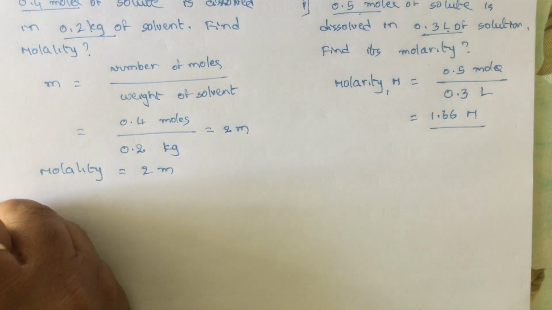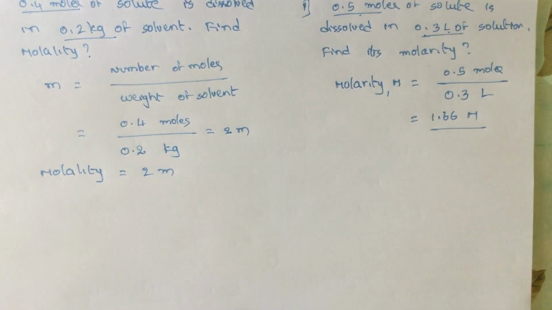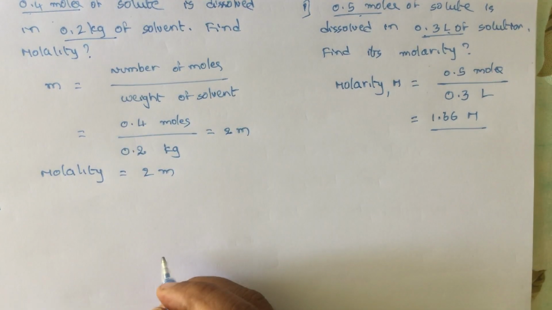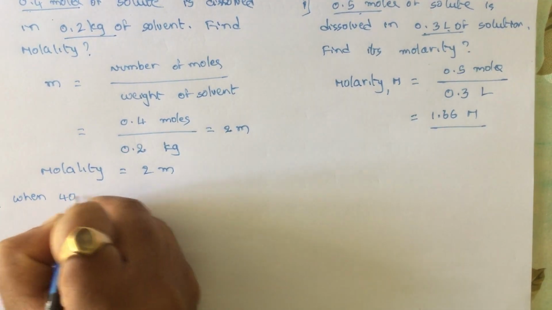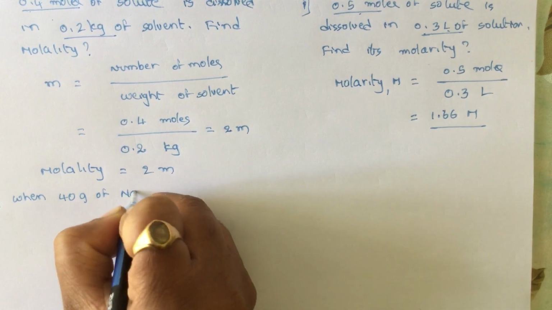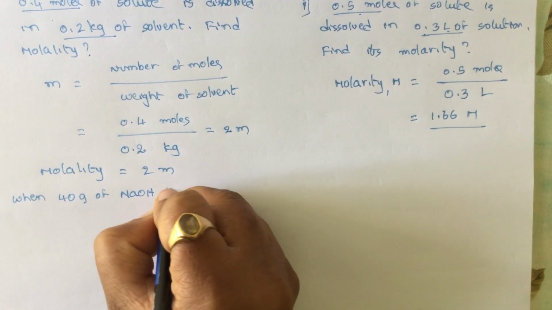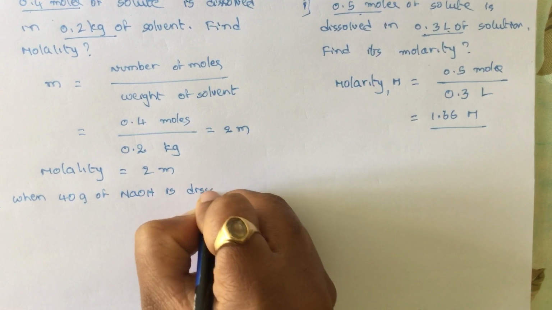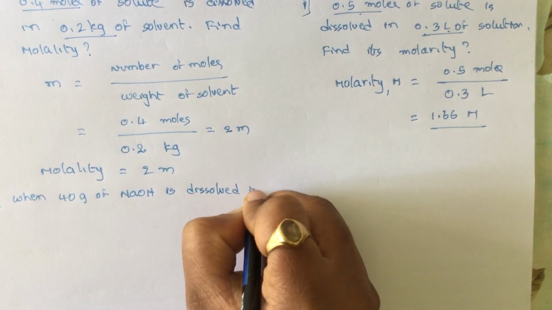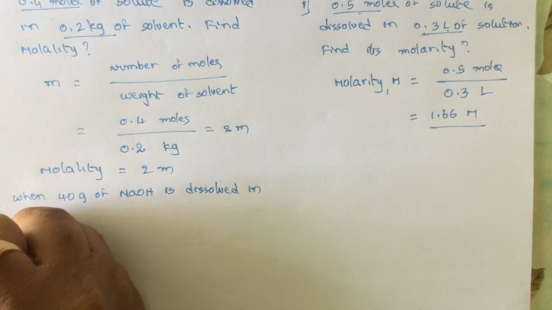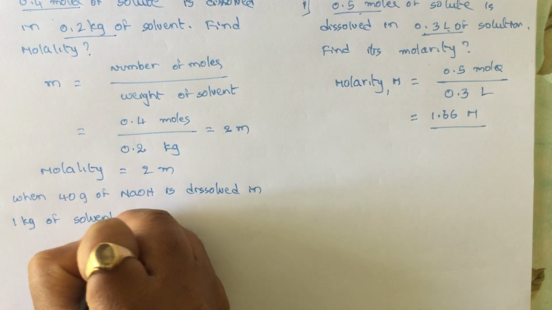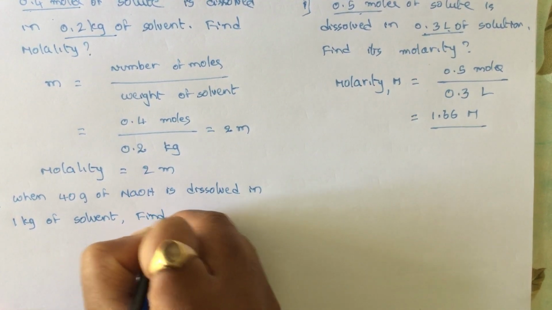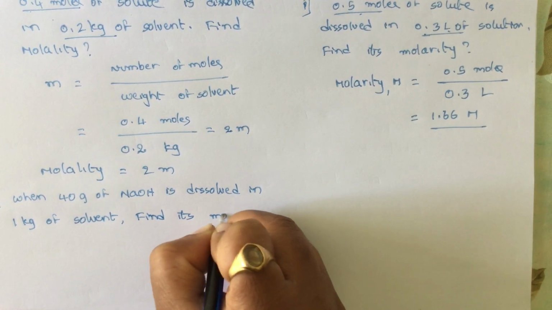Okay, and one more problem I will explain here. If they gave weight of the solute instead of moles, you have to use the second formula. That is, when 40 grams of NaOH, sodium hydroxide, is dissolved in 1 kg of solvent, find its molality.